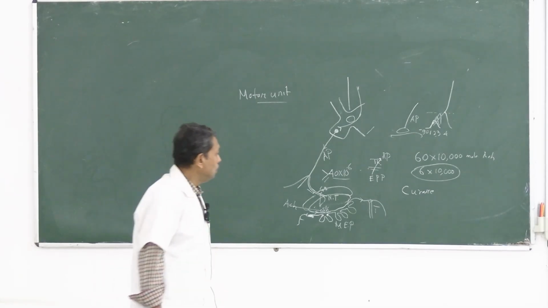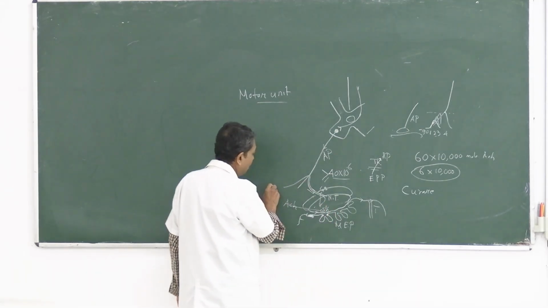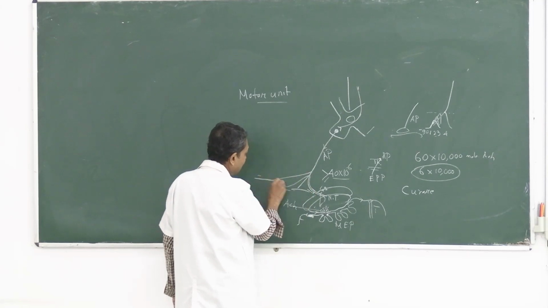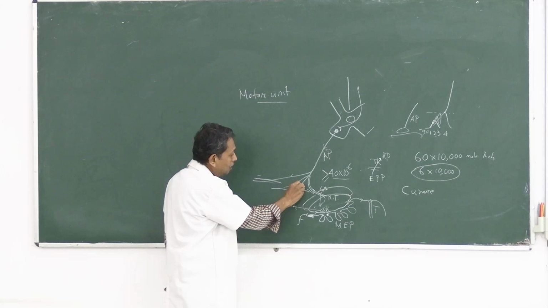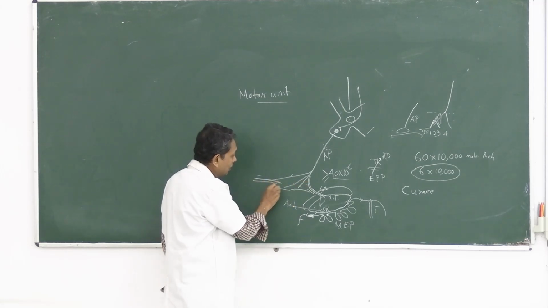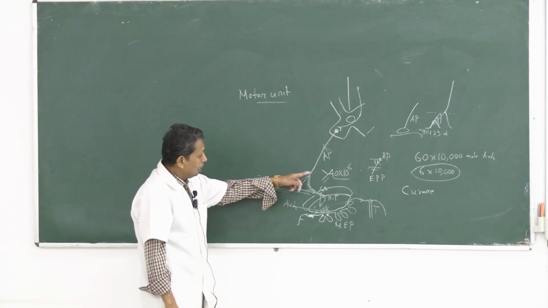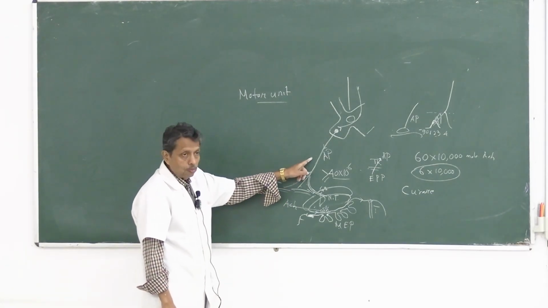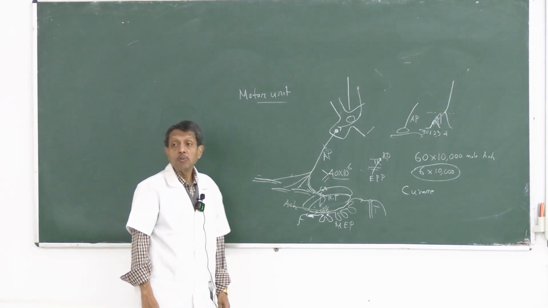Now what is the motor unit? Suppose in this case a good number of muscle fibers are activated depending upon the activity. When the action potential comes, all these muscle fibers will be active. So these muscle fibers supplied by a single neuron form a unit, and it is called a motor unit.